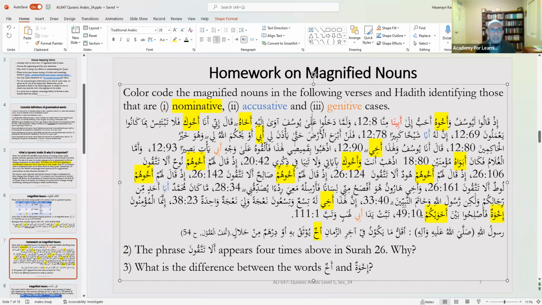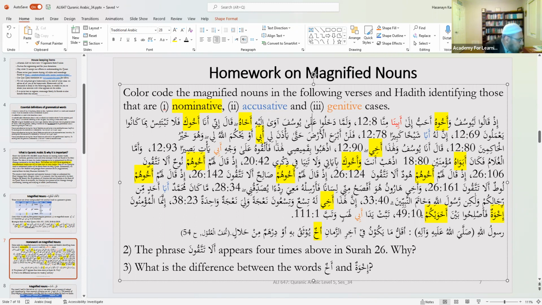فَلَنْ أَبْرَحَ الْأَرْضَ حَتَّى يَأْذَنَ لِي أَبِي. Now, many have made a mistake here, Abi, you can see. حَتَّى يَأْذَنَ لِي أَبِي. This Abi is a subject. You can see, let us look at the meaning of this now. 1280, right? So if you go to 1280, just look at the meaning, you can see.